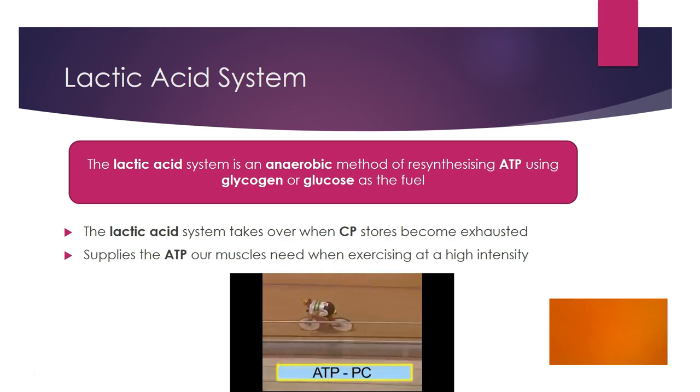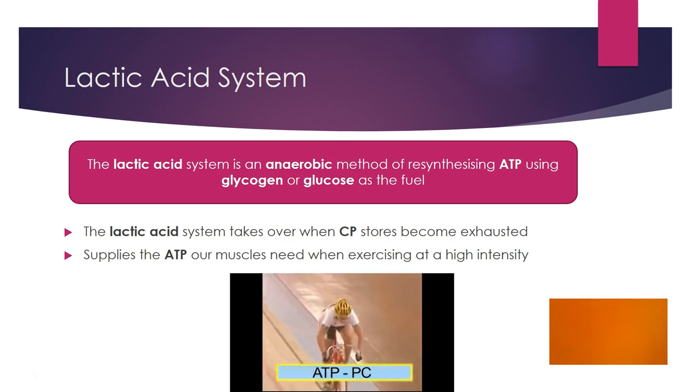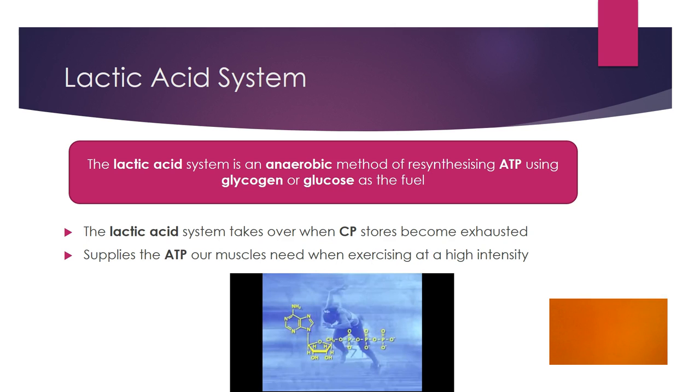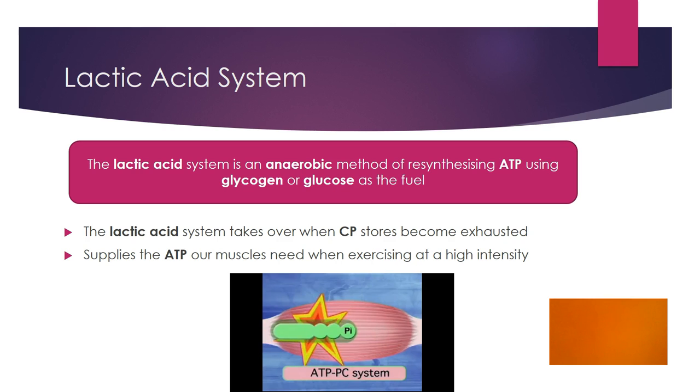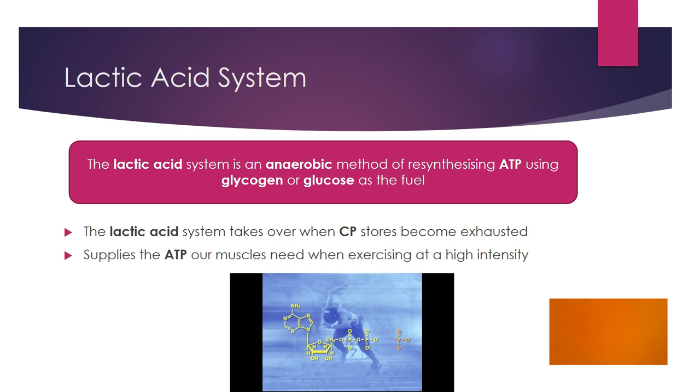Firstly, the ATP-PC system. PC stands for phosphocreatine. Let's look more closely at an ATP molecule. Its molecular diagram looks like this. When the energy from an ATP molecule is released, one of the phosphate groups, consisting of one phosphorus atom and three oxygens, splits away. The remaining molecule is known as ADP, or adenosine diphosphate. Its molecular diagram looks like this.